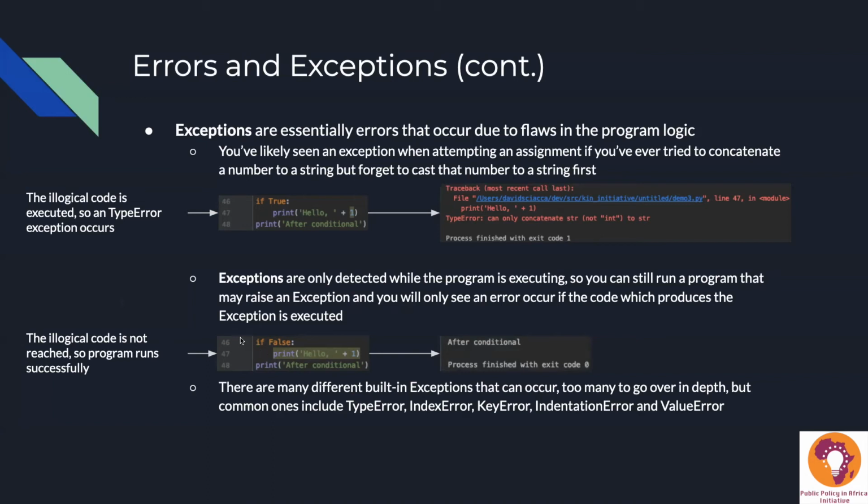So we execute line 46. We don't execute line 47 because this evaluated to false. So we kind of skip that. Then we come down to here and we print after conditional. So we see that output at the console there, and everything runs smoothly. We get an exit code 0. So exceptions only cause an issue if the erroneous line of code is actually reached. Whereas with a syntax error, regardless of whether that line of code is reached, if you have bad syntax, you're going to get an error.